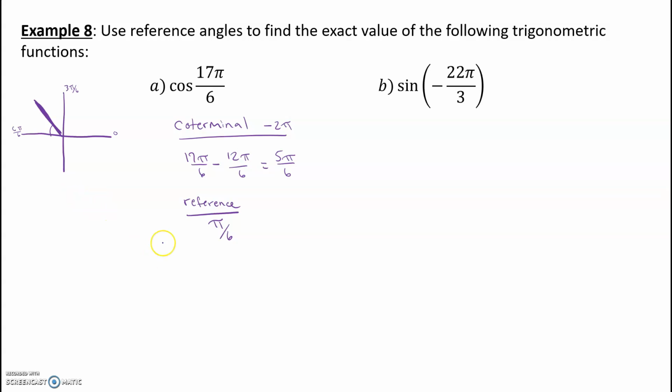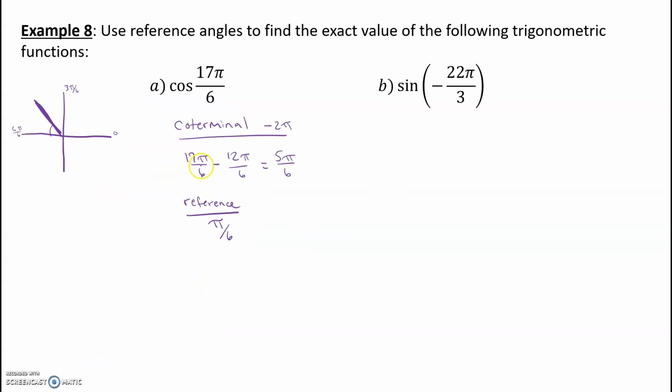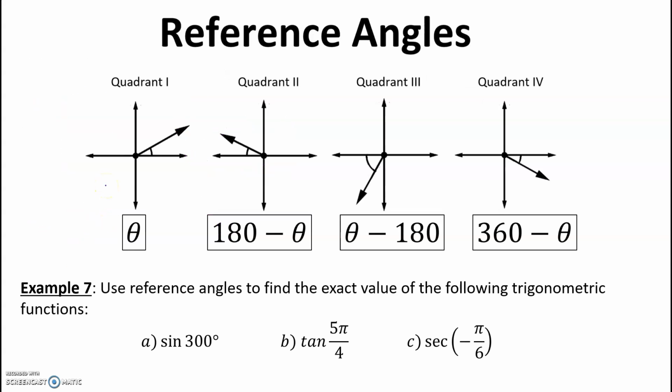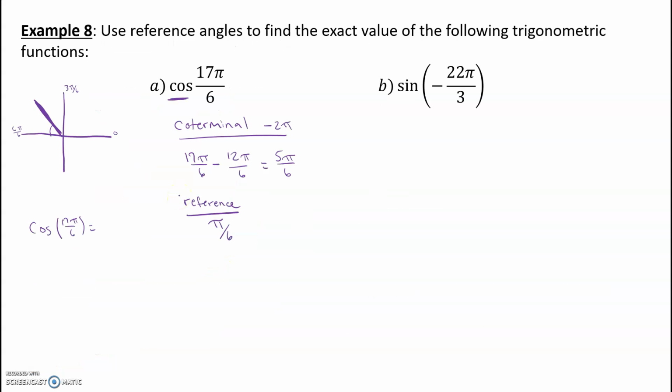So when you do your hand trick, let me go back. Your hand trick, so we're doing pi over 6, we're going to fold this finger down. And the cosine is square root of 3 over 2, and 1 over 2 is our sine. So which one did we want? We wanted cosine. So the cosine of 17 pi over 6 is, I forgot, pi over 6, cosine, fold that finger down, cosine was square root of 3 over 2.